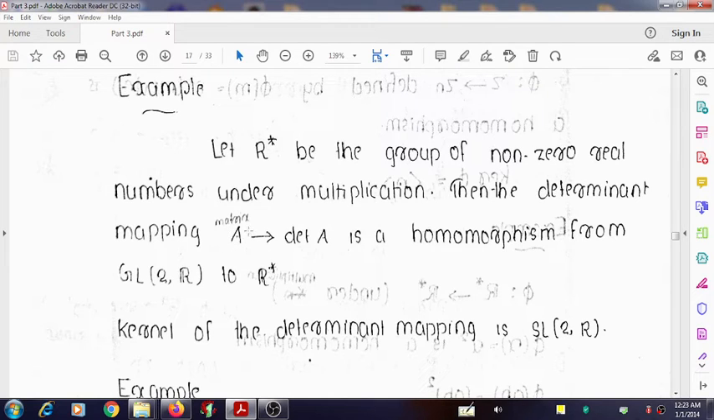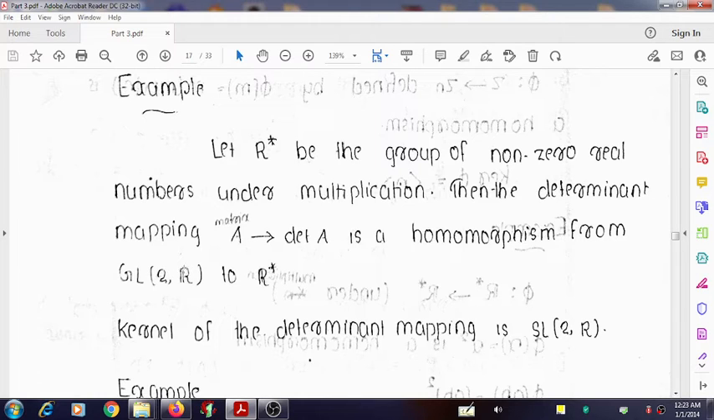Let A be a matrix, and we consider its determinant. So we are taking the square matrix A, and this square matrix belongs to GL 2R. What is meant by GL 2R? That is the group of all 2 by 2 matrices.